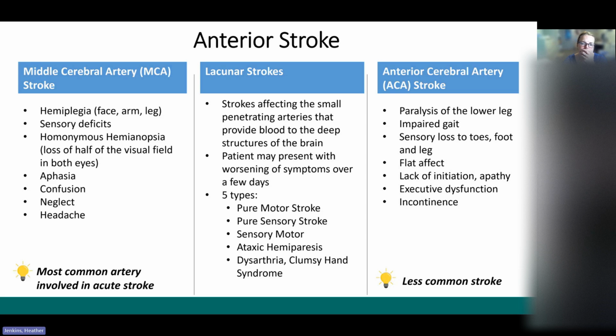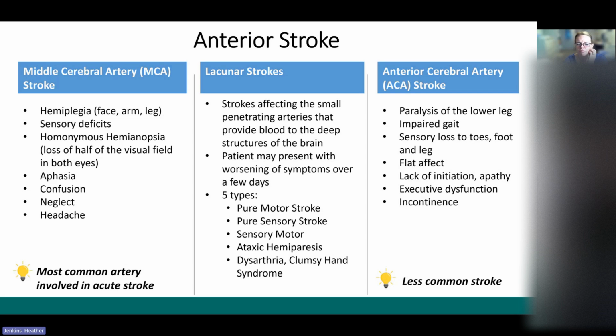The lacunar strokes are different. You just see that they start with a certain amount of symptoms, and then they can get worse over the next couple of days. And these make up about 25% of all ischemic strokes. So you do need to be aware that even though most strokes are going to have that sudden severe onset of symptoms, and hopefully they will get better over the next few days, especially with treatment, your lacunar strokes can actually get worse. Their symptoms can continue to develop.